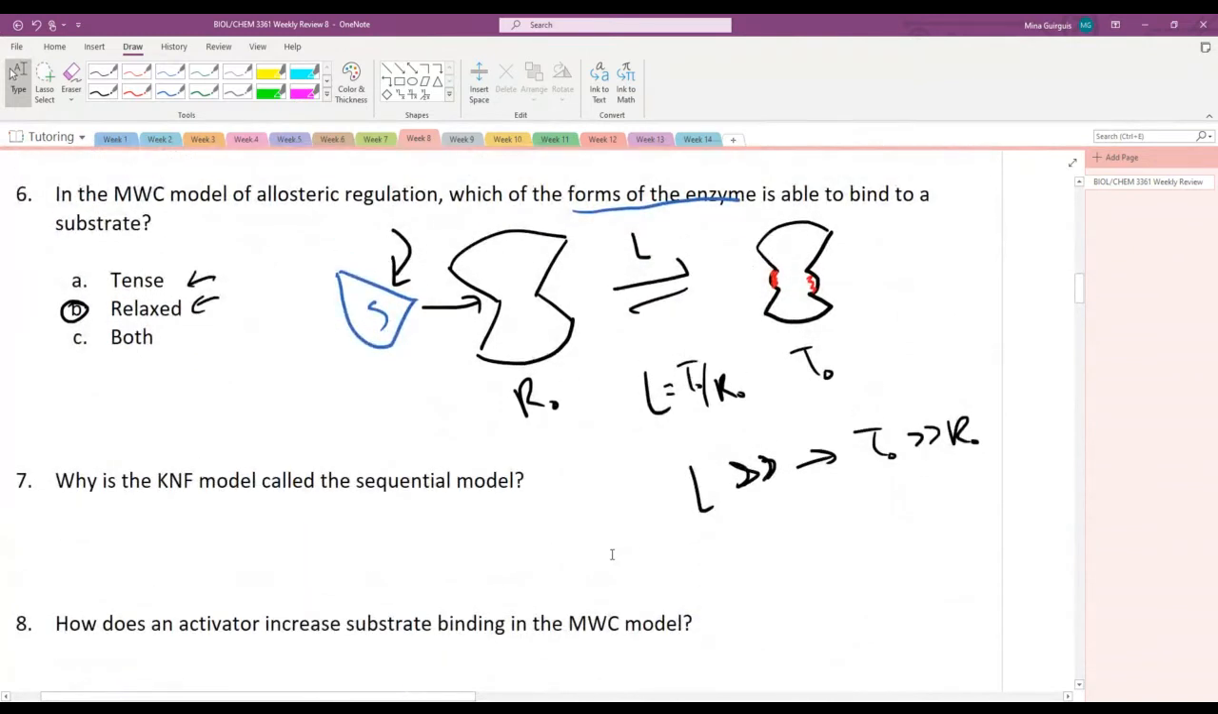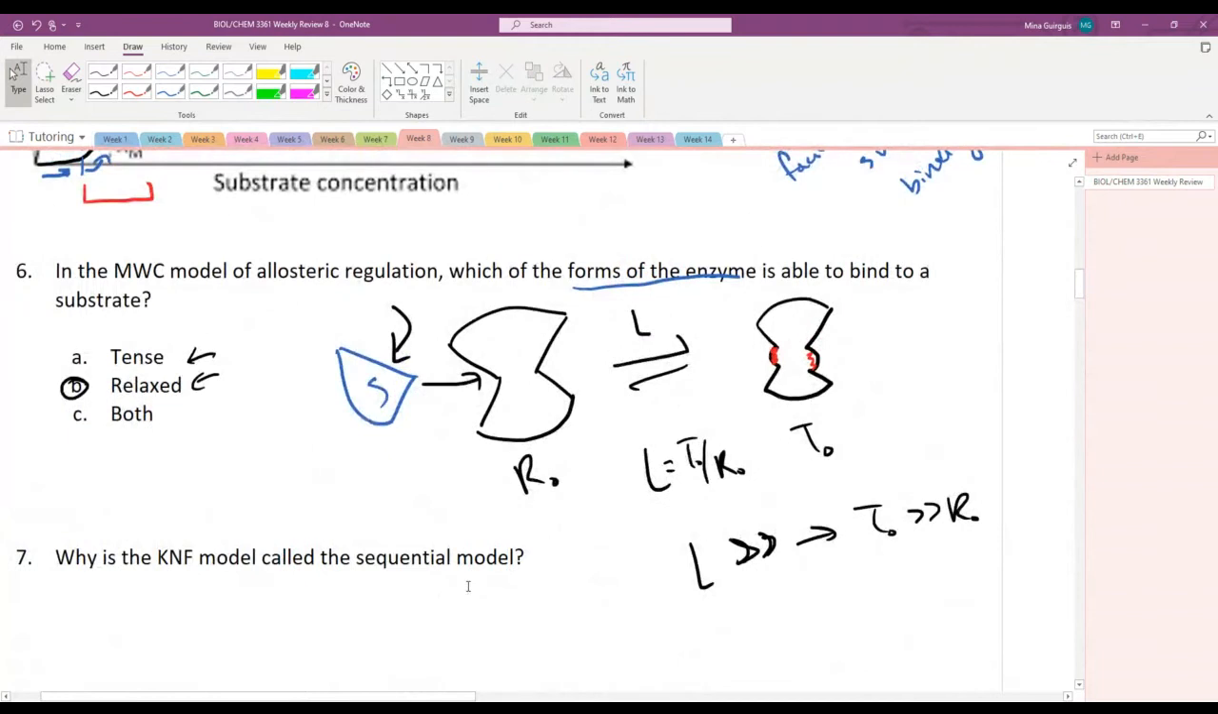Oh, and I kind of already answered, oh, no, I didn't answer number 8. That's fine. So the KNF model is called the sequential model. And actually, I apologize.